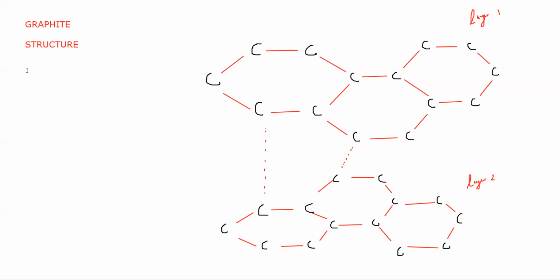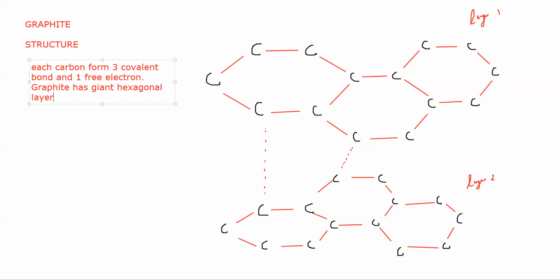So how do you explain this structure? You will mention each carbon forms 3 covalent bonds and 1 free electron, which can move within the structure, and graphite has a giant hexagonal layer structure.